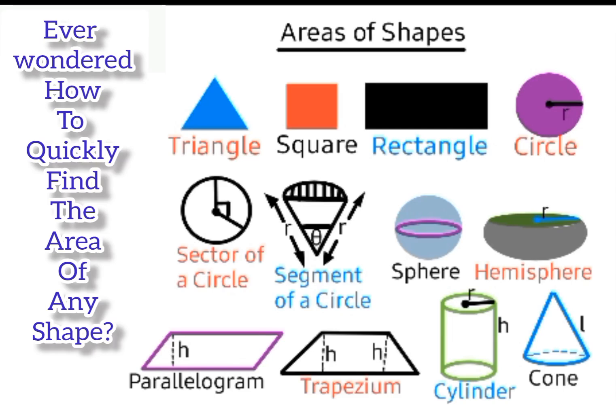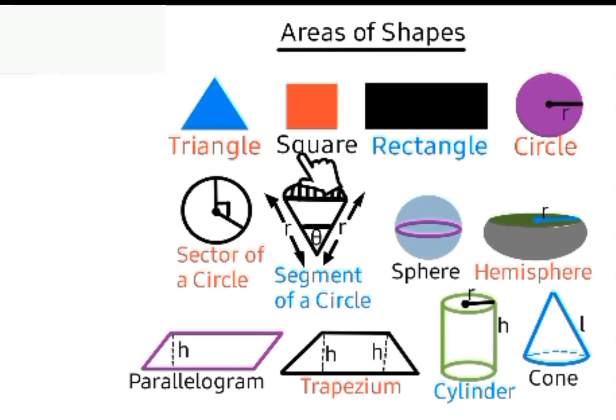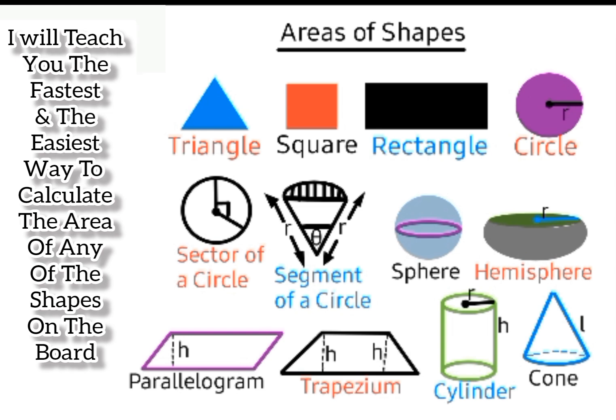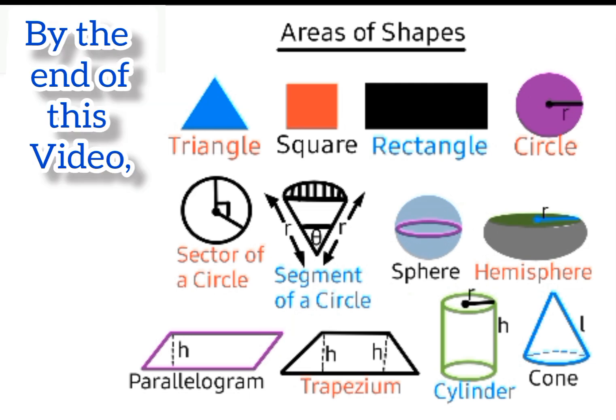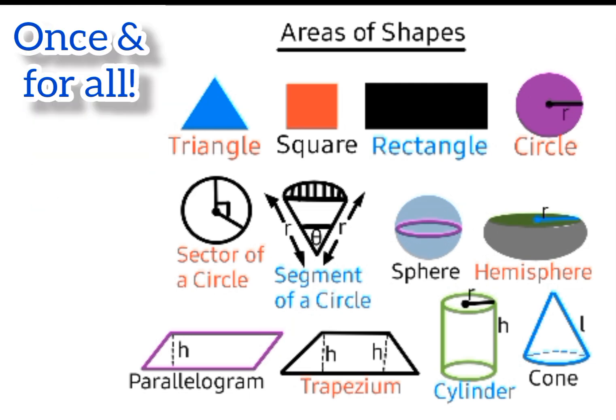Ever wondered how to quickly find the area of any shape? Whether it's a triangle, square, rectangle, the circle, sector of a circle, segment of a circle, sphere, hemisphere, parallelogram, trapezium, cylinder, or the cone? Well, you're in the right place. In this video, I'm going to teach you the fastest and the easiest way to calculate the area of any of the shapes on the board. Stick around because by the end of this video, you will master the formulas once and for all.